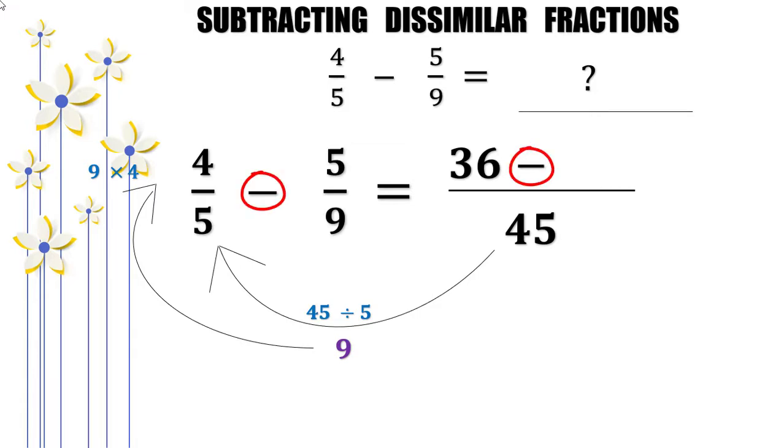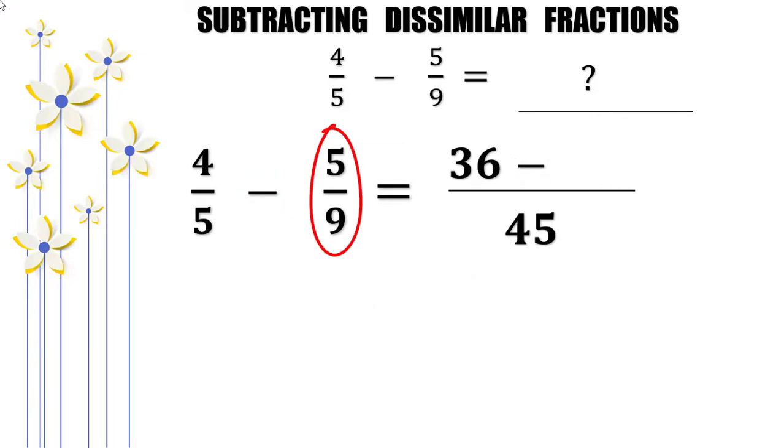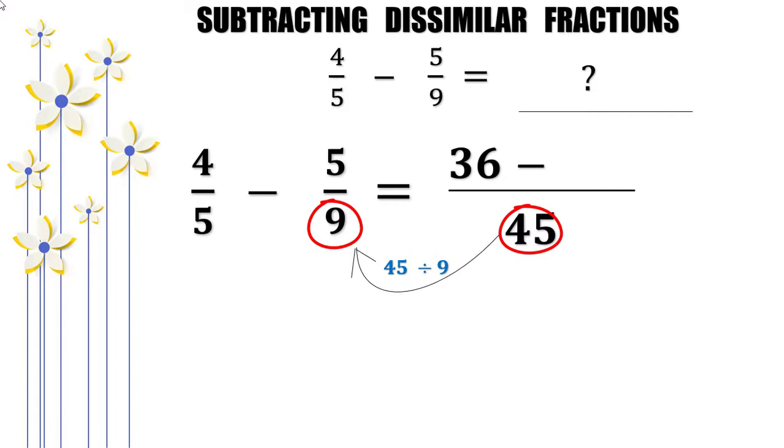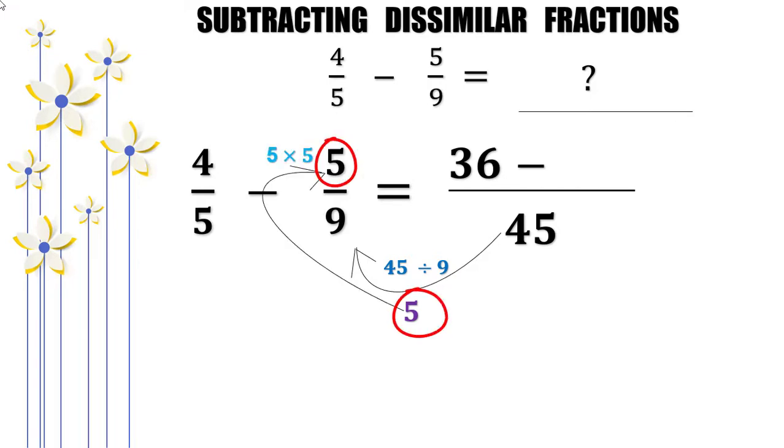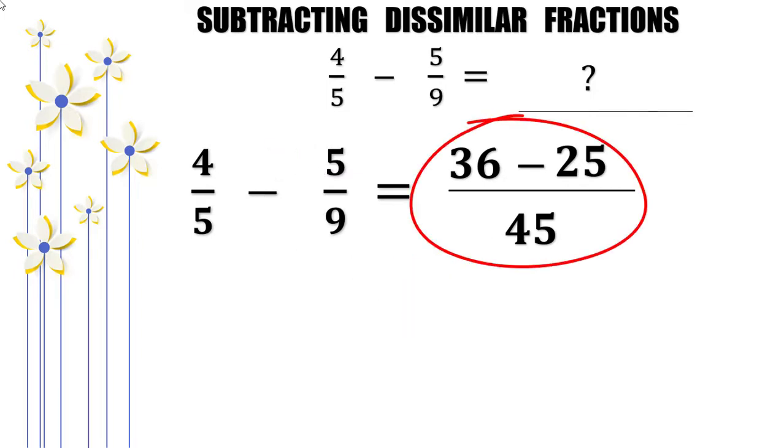We now proceed to the second fraction. Doing the same process, divide the LCD 45 by the denominator. That is 45 divided by 9, which is equal to 5. Then, multiply the result to the numerator. We have 5 times 5, which would give us 25. Write the answer to the right side of the equation like this. Now we have 36 minus 25 over 45.